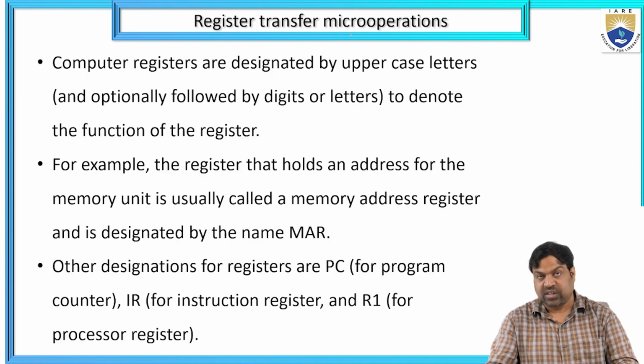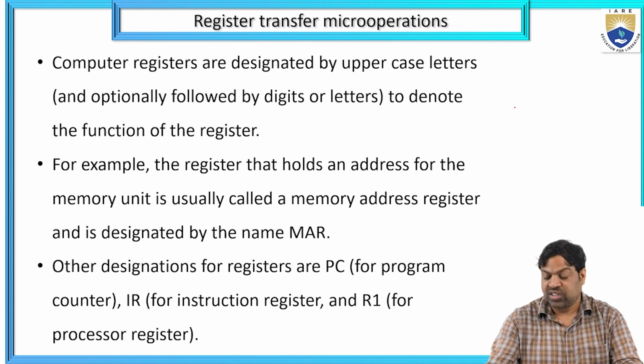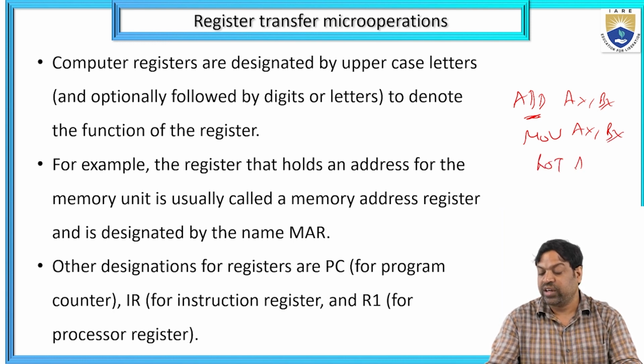So opcode, operand. Computer registers are designated by uppercase letters, optionally followed by digits or letters, to denote the function of the register. For example, the register that holds an address for the memory unit is usually called a memory address register, defined by MAR. Other designations for registers are PC, program counter, IR meaning instruction register, and R1. Suppose for any register, as we discussed previously, add, arithmetic, I am taking capital letters: add AX, BX. Move, I am moving the values of AX and BX, and rotate ROT AX comma BX.